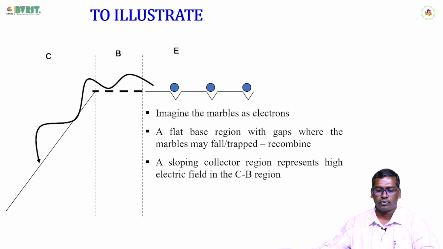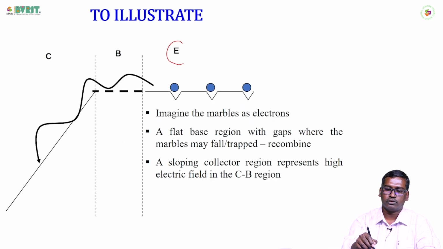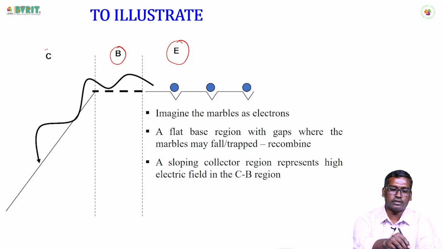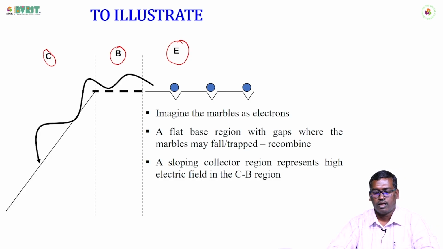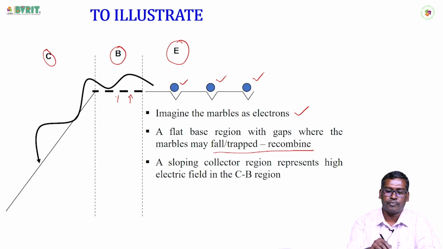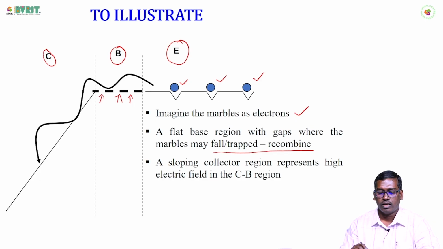You can see that here. This is the emitter region, there is the base region, and here is the collector region. Imagine that these are marbles which are sitting here. Imagine that the marbles are the electrons. The flat is the base region with gaps where the marbles may fall or be trapped in recombination. Here these are the gaps, you can try to understand. The slope of the collector region represents the high electric field in the CB region.